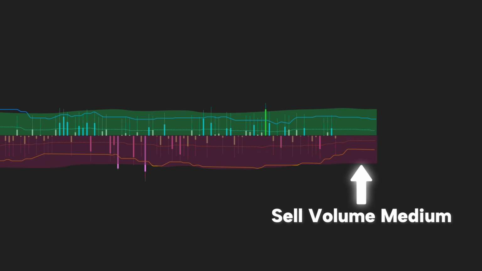And finally, we also have the average sell volume level, shown as a pink area on the chart. This acts like a benchmark, helping the indicator figure out whether the current selling volume is going above the average or not. In other words, if the sell volume breaks past this pink zone, that's a clear sign sellers are getting more aggressive than usual, and selling pressure might be on the rise.